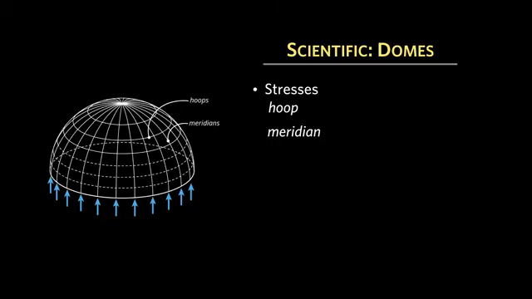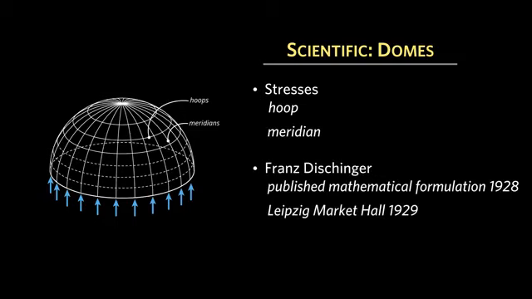We've begun our scientific study of vaults through domes. We started to look at hoops and meridians. I'm going to continue explaining the stresses in the hoops and meridians in a moment, and then continue with a study of Franz Dischinger, who published the first mathematical formulation for domes in 1928. A year later, he designed the Leipzig Market Hall in 1929, and I will go over that structure as well.